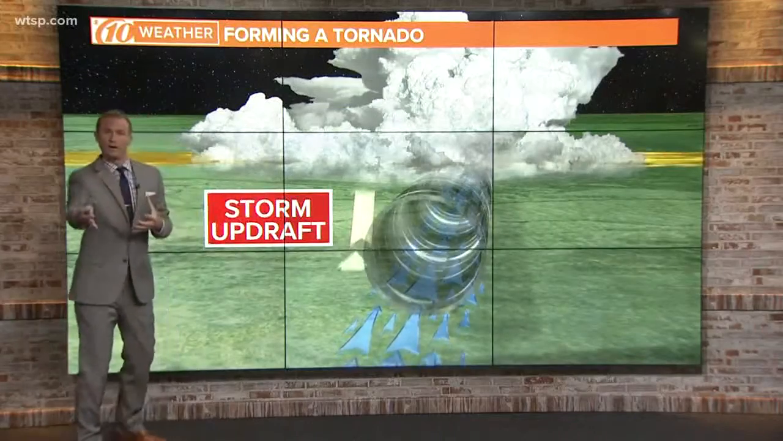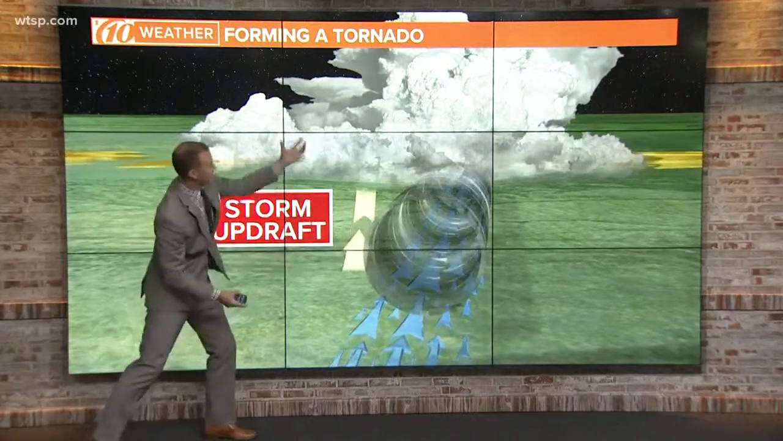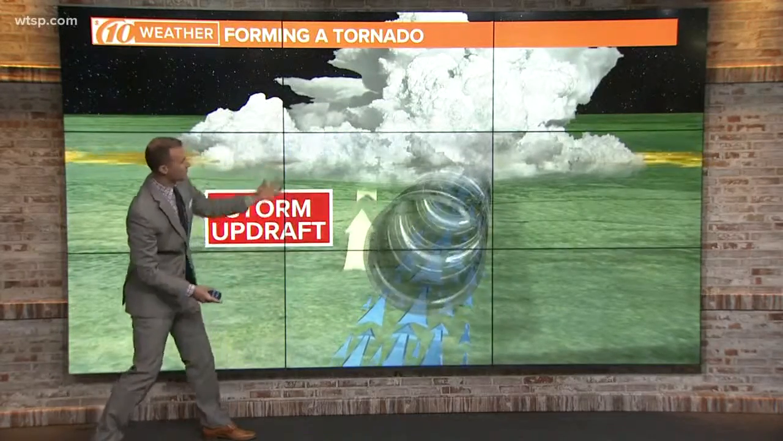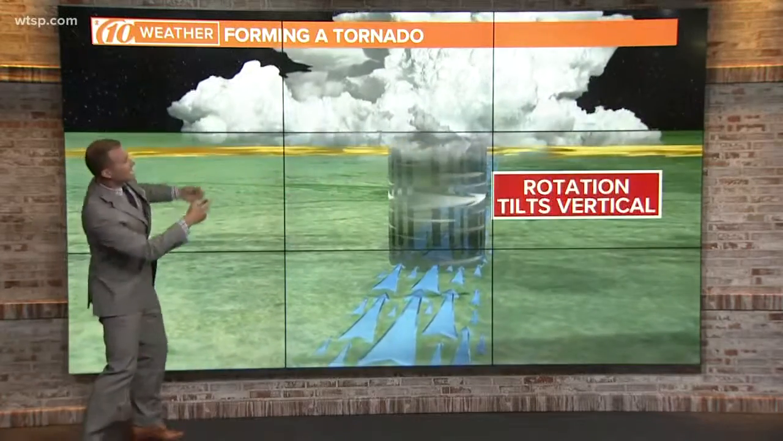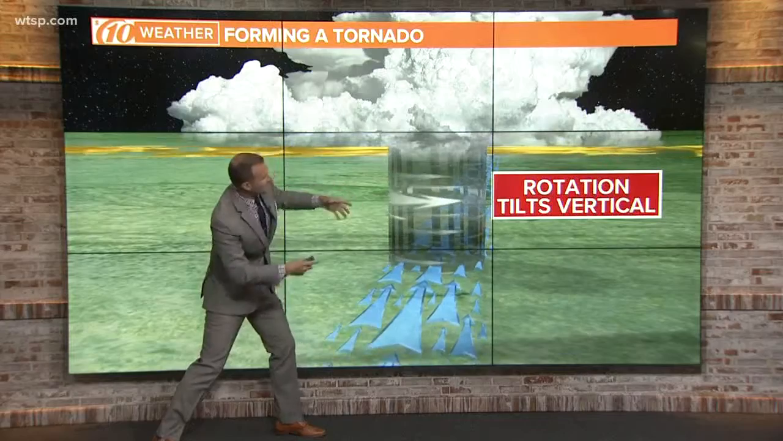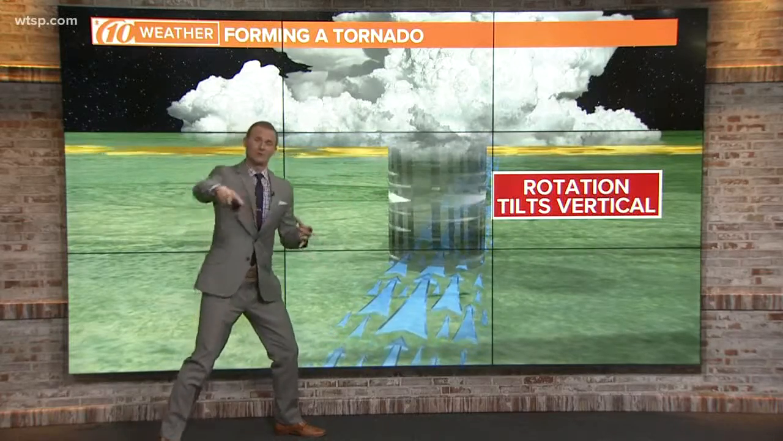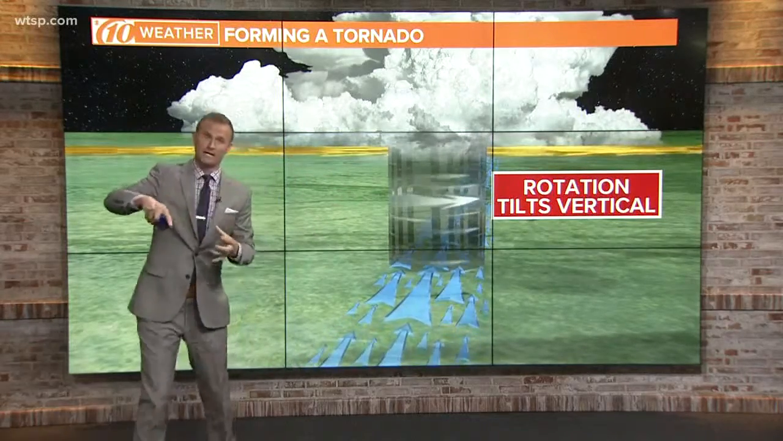So you have an updraft in a thunderstorm. That updraft is driving a lot of the winds up into the storm. And if that horizontal roll gets caught up in that updraft, then that horizontal spin turns to the vertical. And that's when you start to see that rotation that we talk about in the clouds.